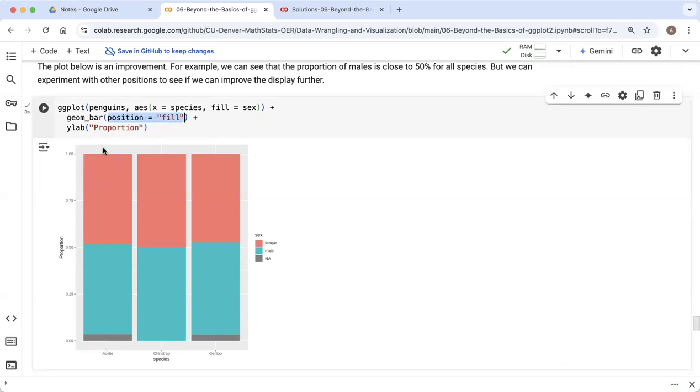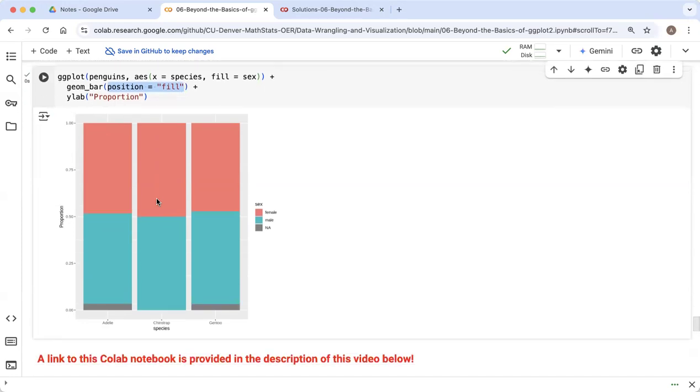So this is telling me out of all of the total number of Adelie penguins, what proportion of them were NA, what proportion of them were male, what proportion of them were female. Out of all of the chin strap penguins, what proportion were male, what proportion were female.